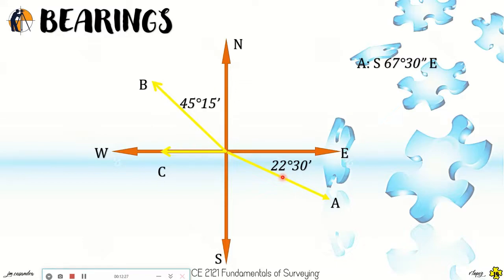Next we have line B, which will be north 45 degrees 15 minutes west, meaning from north we have 45 degrees 15 minutes going to the west. And for line C, this could be written simply as due west or north 90 degrees west.